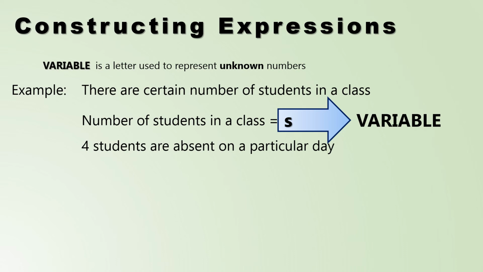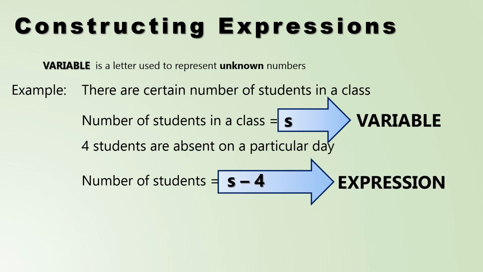Now, on a particular day, there are 4 students absent. So on that day, the number of students present in the class can be known by an expression. There are 4 students less than the number of students in the class. So we get the number of students present on that day as S minus 4. This S minus 4 is called an expression.